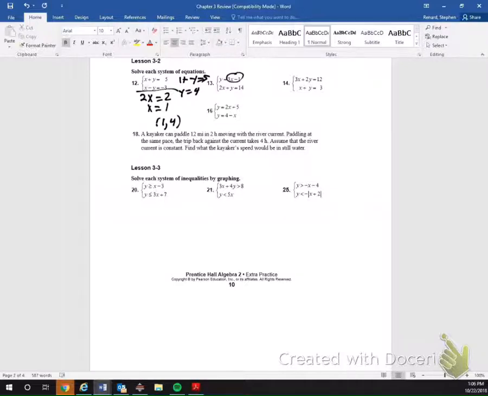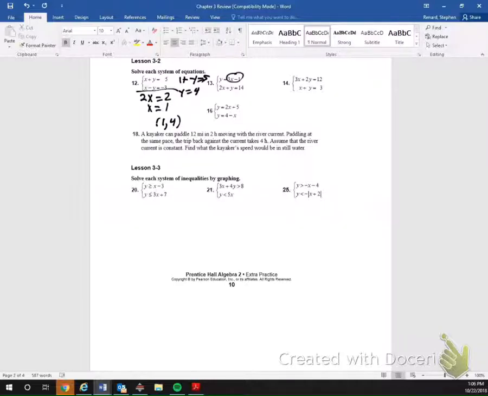Now I can always go and plug that back in and make sure by going, okay, well, if x minus y equals negative 3, that means 1 minus 4 equals negative 3, and that checks. So I'm going to do 13 now.